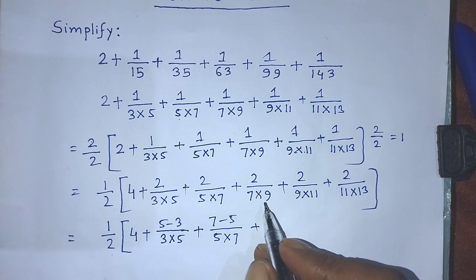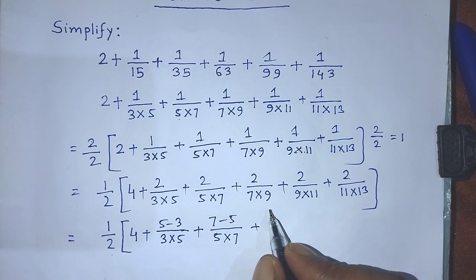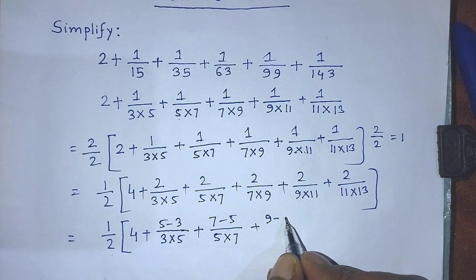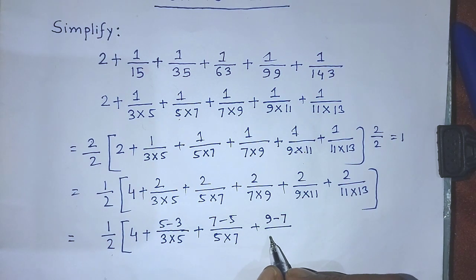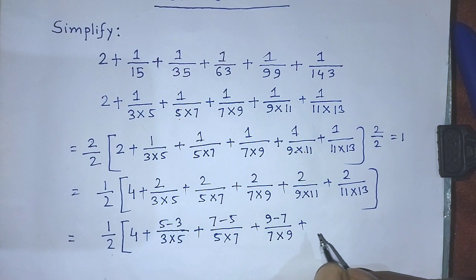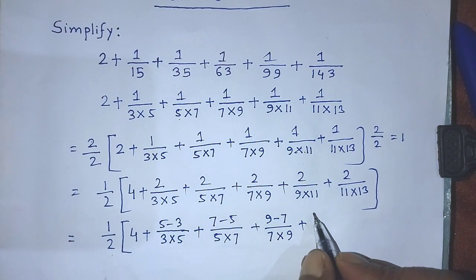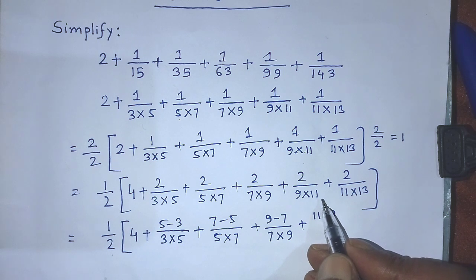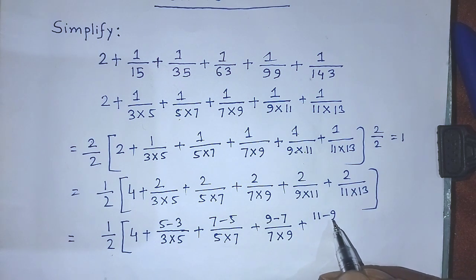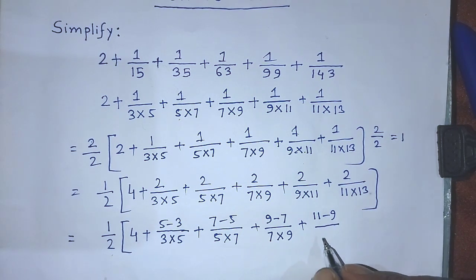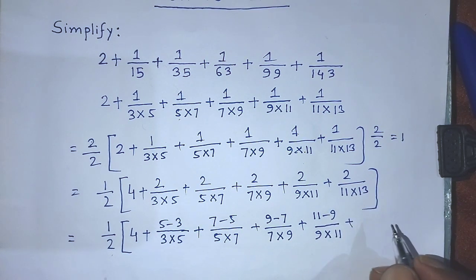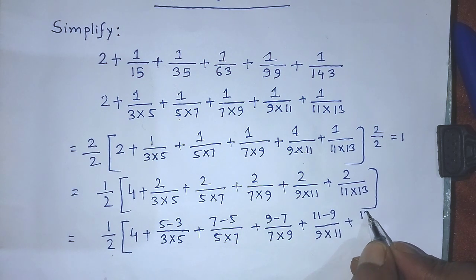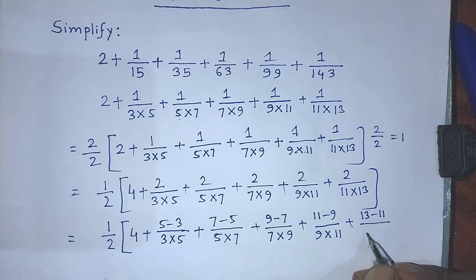Plus in the fourth term, in the place of the denominator here is 7 into 9. So we write in the place of 2, 9 minus 7 over again 7 into 9. Similarly, in the fifth term, in the place of 2 we write 11 minus 9, and the denominator is 9 into 11. And in the place of the denominator again we write 9 into 11. Plus in the last term, in the place of 2 we write 13 minus 11 over again 11 into 13. Third bracket closed.